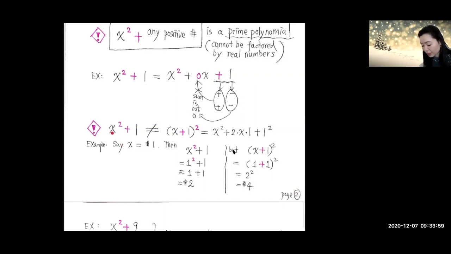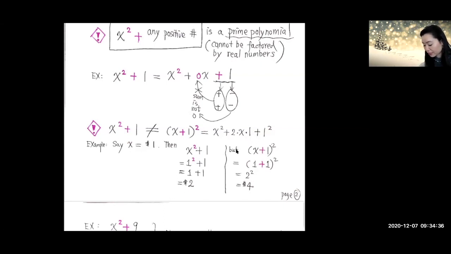So notice x squared plus 1 is not the square of x plus 1. Remember the square of x plus 1 is a perfect square. It should have 3 terms. Expand this, we get x squared plus 2 times x times 1, the middle term, plus 1 squared, right? So this is not the same as this. This one has x squared plus 1, but also has 2x in the middle. This one just has x squared plus 1.